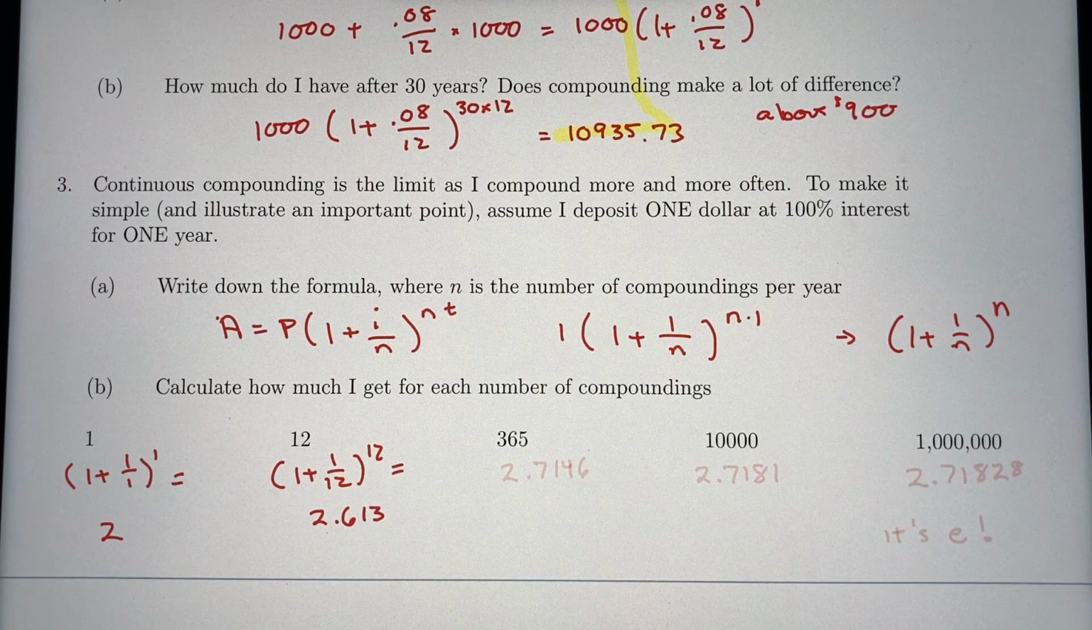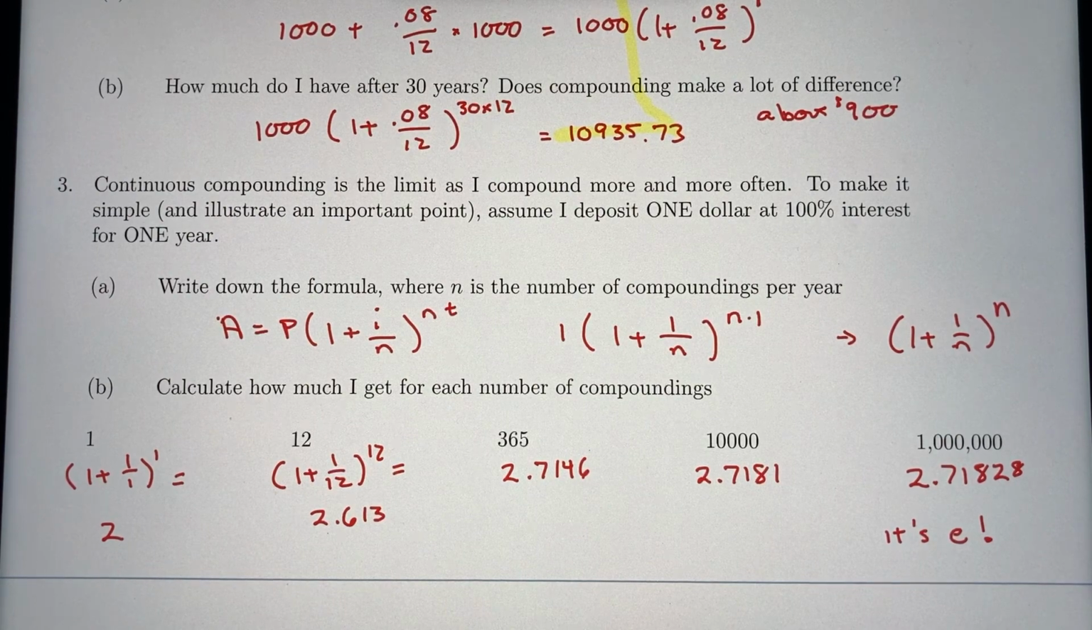Okay, plugging in 365 where the 12 used to be, we get 2.7146-ish. Plugging in 10,000, it's getting more and more, but not humongously more and more. The more often you compound, it actually settles down to a limit. What number is that? Oh, it's E.